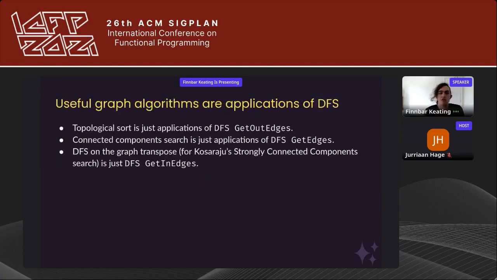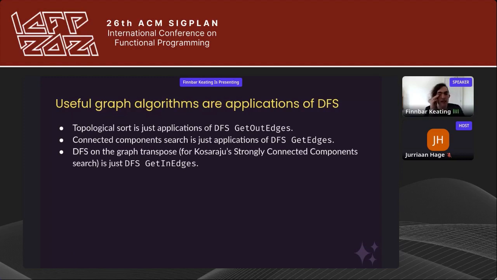And we use this useful modular implementation to implement a bunch of cool graph algorithms that allow us to implement both the topological sort and a couple of other bits from the paper. So topological sort is just applications of DFS get out edges, your regular standard DFS. Connected component search, which we use in the paper to find groups of computations that can be run concurrently, is just applications of DFS get edges, which are the undirected edges.